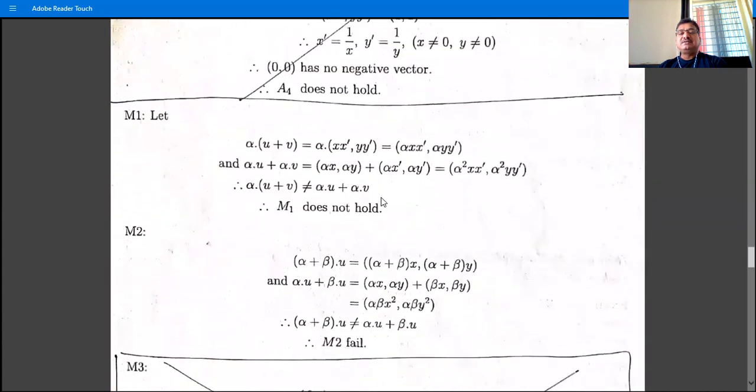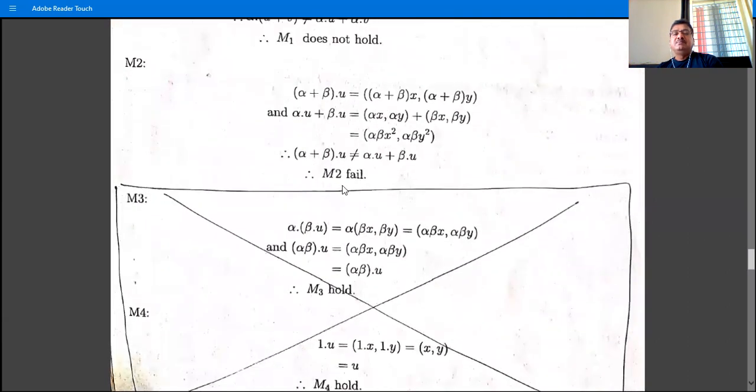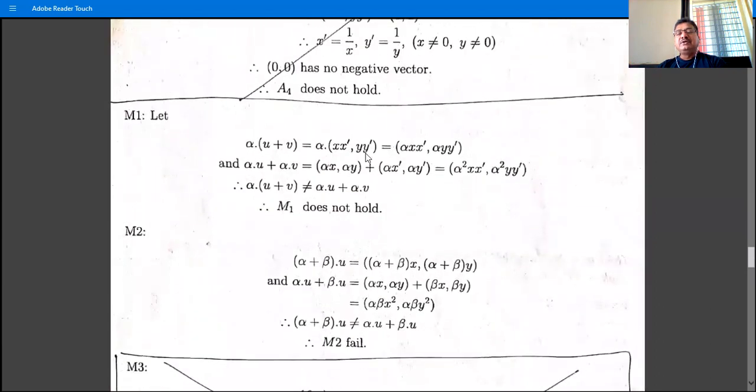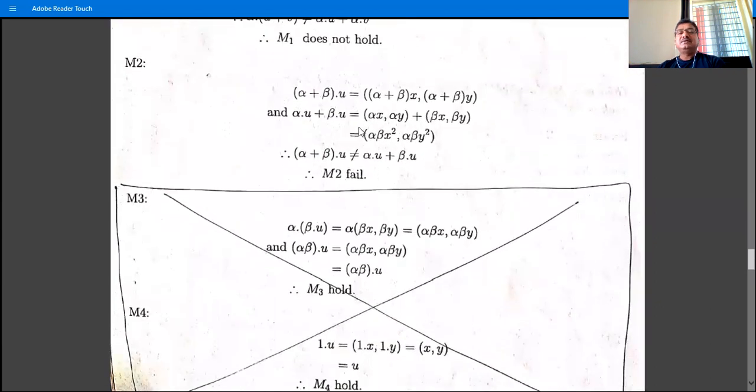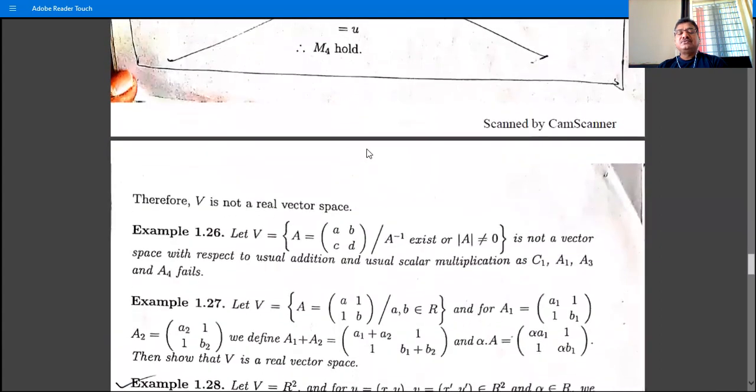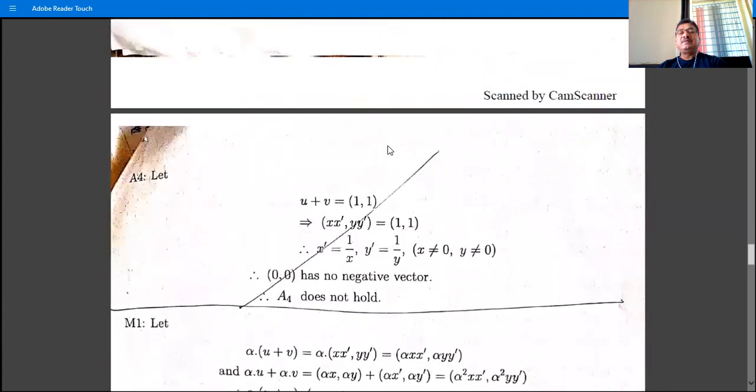So give the counter example, or we can give this proof. M1 fails, also M2 fails. So give the counter example or write this proof. Write any one condition. M2 also fails. So this V is not a vector space.